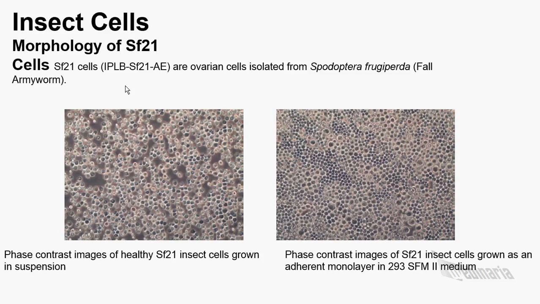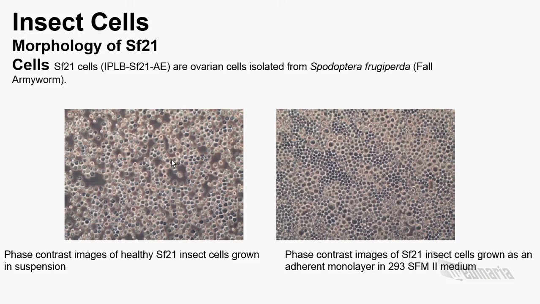In suspension, they appear more round, okay, and more separated. Insect cells, one of the very common insect cells is Sf21. It's an ovarian cell isolated from Spodoptera, which is also called fall armyworm. They are spherical in shape, very, very round, but with unequal sizes.